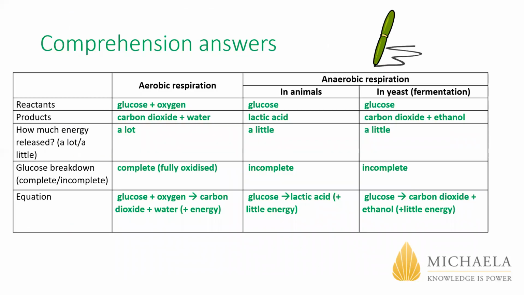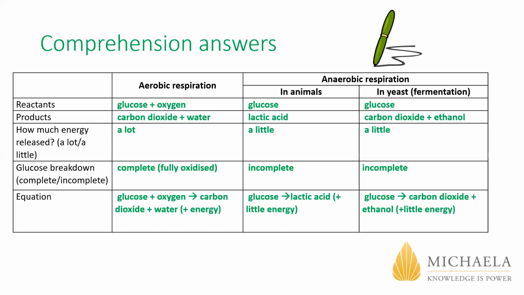All right, so here are my comprehension answers. You're using your green pen to tick every row that you have, making sure that you have it correct. Just be aware, like Miss did earlier, she tripped up. Aerobic respiration, the products are carbon dioxide plus water. But in yeast it is carbon dioxide plus ethanol. So make sure you think to yourself.